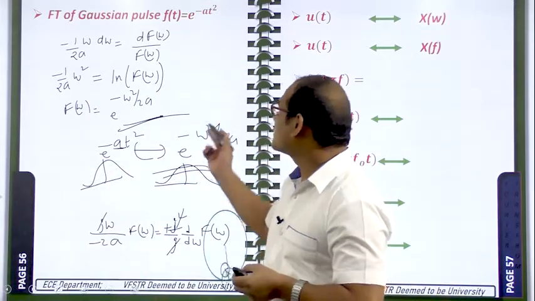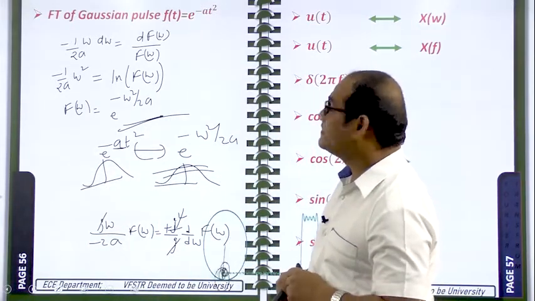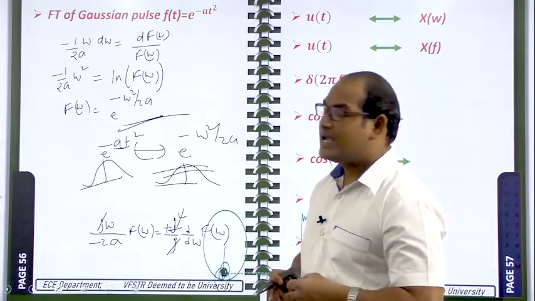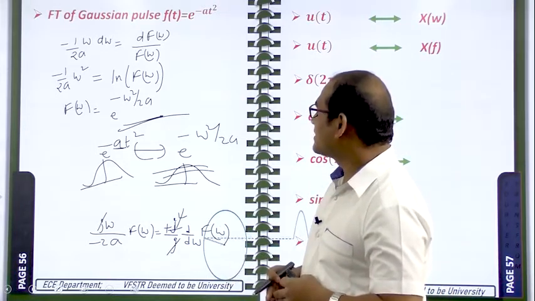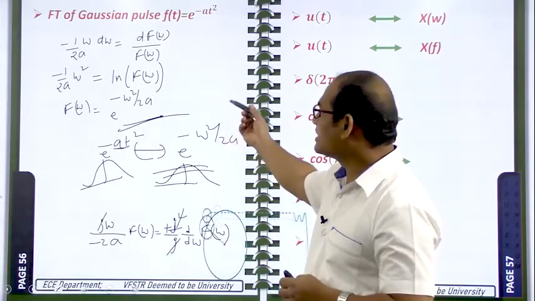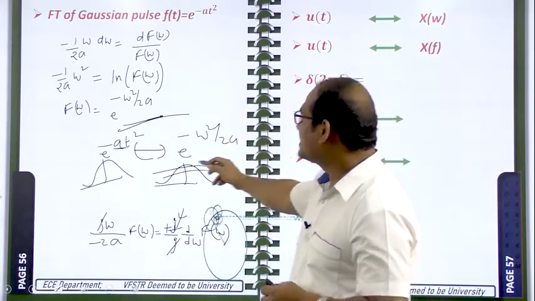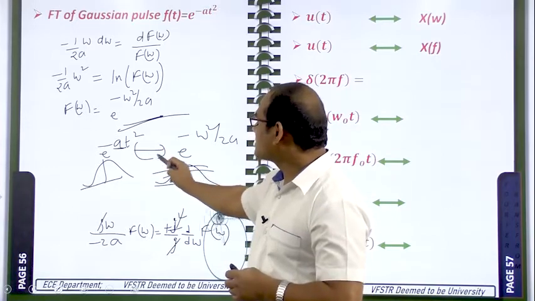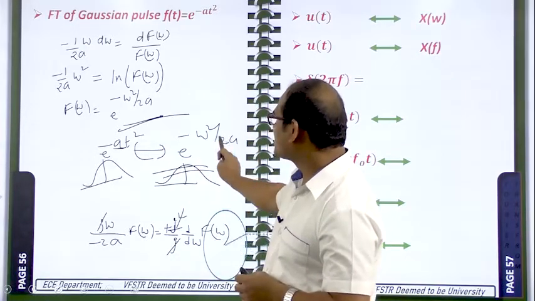In order to calculate the Fourier transform of the Gaussian pulse signal, we used the time differentiation property and the frequency differentiation property. Finally, we took the variable separable method from mathematics to solve that, and we got that e power minus a t square has the Fourier transform e power minus omega square by 2a.